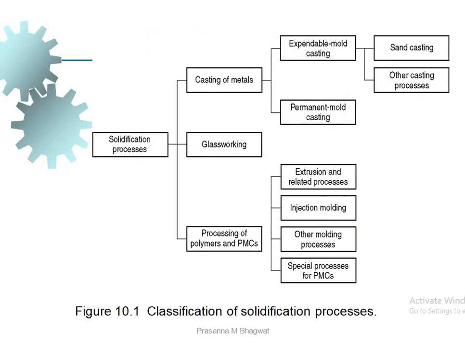composites. In this chart, you can see the classification of solidification processes. First comes the casting of metals, which is further divided into expendable mold casting and permanent mold casting. In expendable mold casting, you have sand casting and other casting processes, which we are going to see in the coming part. The second one is glass working, and the third is the processing of polymers and PMCs, which includes extrusion and related processes, injection molding, other molding processes, and special processes for PMCs.